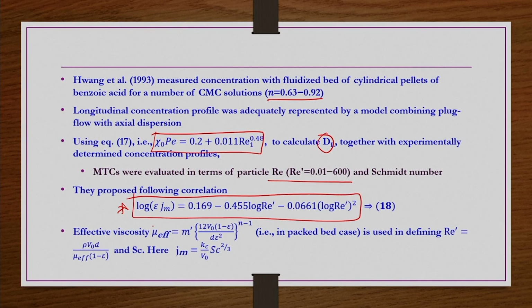In this equation, effective viscosity is required for defining the Reynolds number, so they have used this expression, okay. And then Re prime they have used as rho V naught d by mu effective times 1 minus epsilon. Here also Re prime is defined based on the superficial velocity, not the minimum fluidization velocity, and Jm is given by Kc by V naught times Schmidt number to the power 2 by 3.